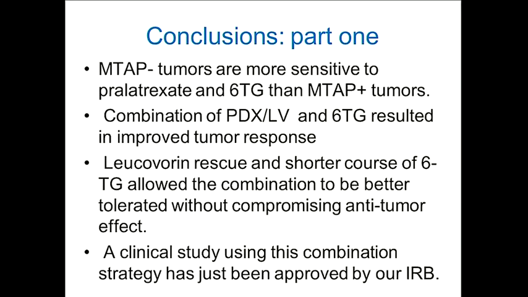In another study that we published recently, we showed that leucovorin rescue, like rescue of methotrexate, leucovorin rescue for pralatrexate is even more effective, causing decreased toxicity without compromising the antitumor effects. And a shorter course of 6-thioguanine allowed the combination to be better tolerated. And so we have now generated a clinical study using this combination, which has just been approved by IRB.